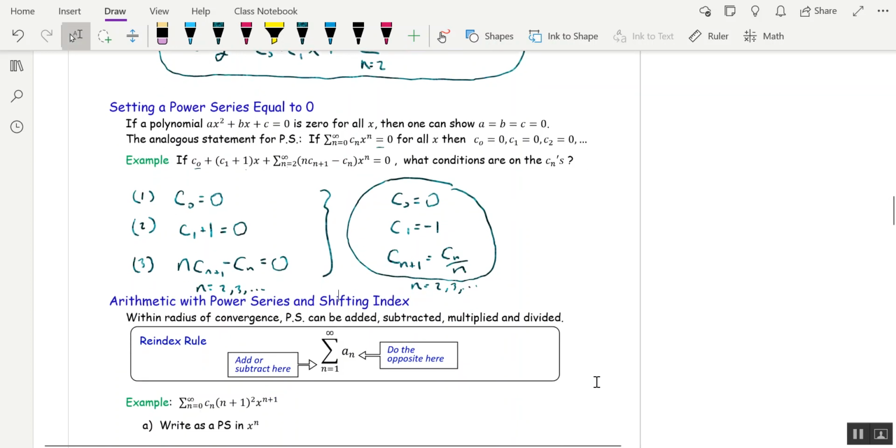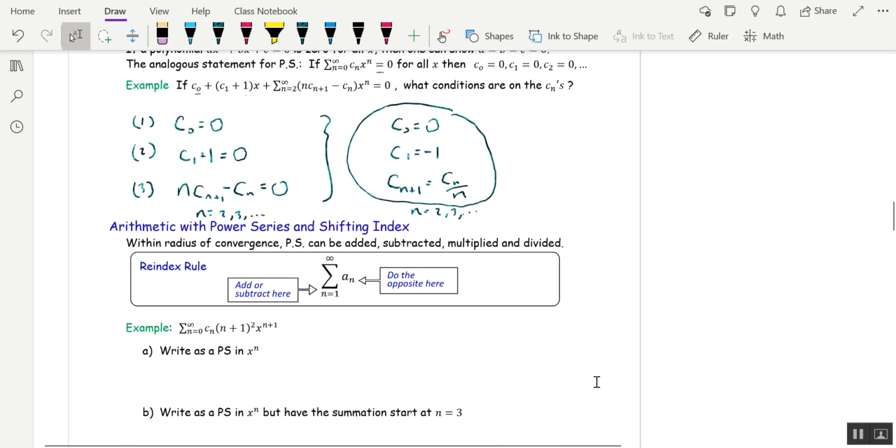So, reindexing. This is something we did a lot when we found the sum of a geometric series. So you may or may not remember this. If you don't, it's okay. It's pretty easy to do. When you reindex, whatever you have to do here in the formula, you're going to do the opposite to the index, and vice versa. Whatever you have to do here, you'll do the opposite in the formula.